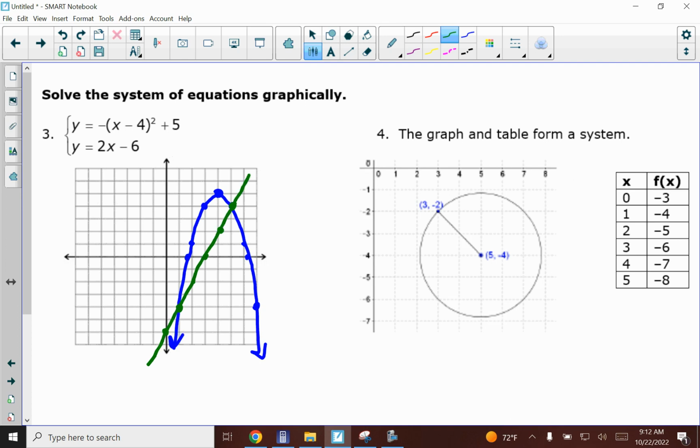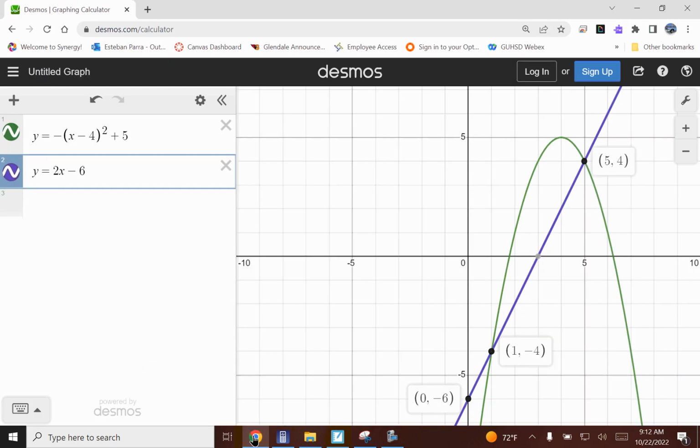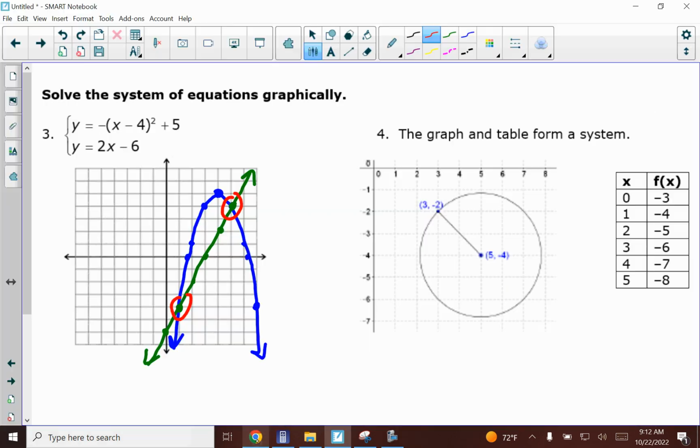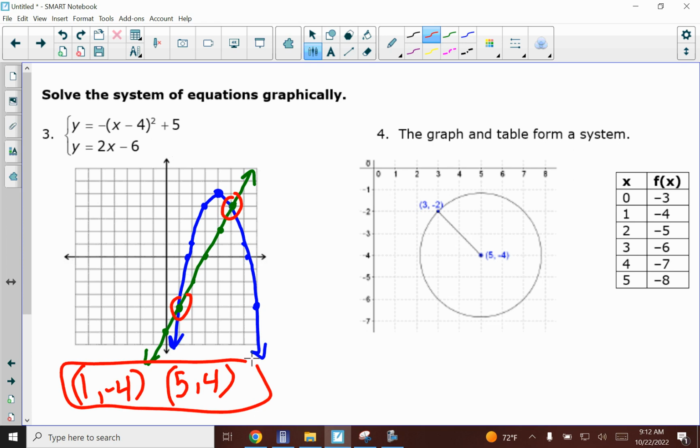Our goal for doing all of this is to try to see where they cross. This crosses twice, so we have 2 solutions. And you can also tell by Desmos, which will automatically put some points right where the solutions are. So our solutions are at 1, -4, and 5, 4. Those are our 2 answers.